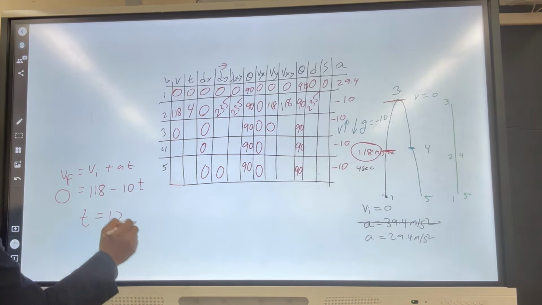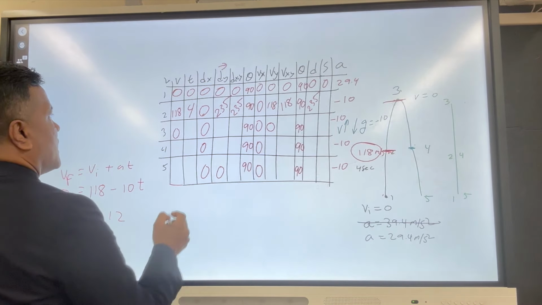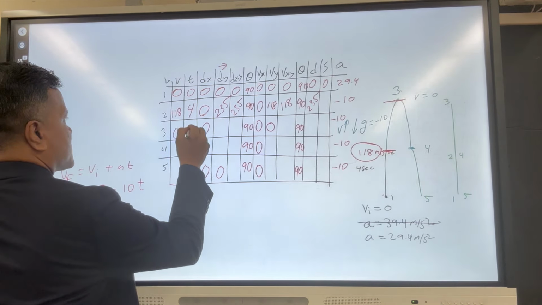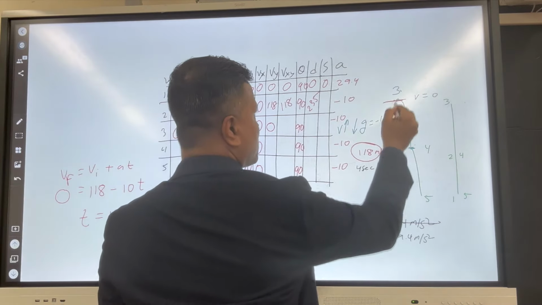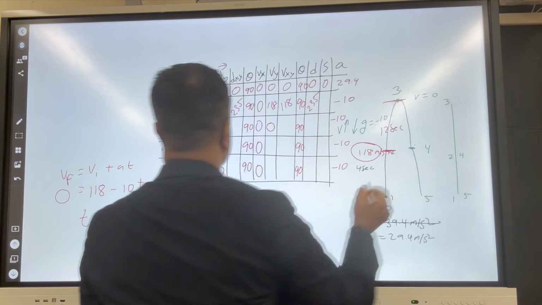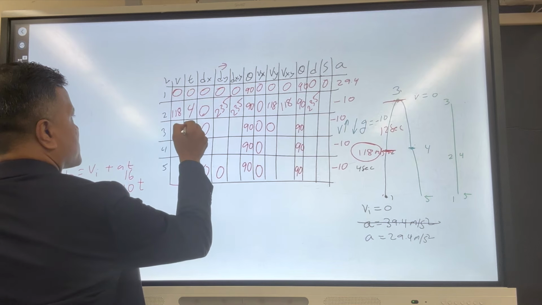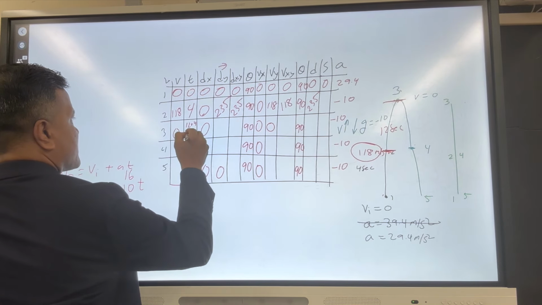So t is 12. From 1 to 3 it takes 16 seconds, right? From 2 to 3 it takes 12 seconds. So 12 plus 4 is 16 seconds.